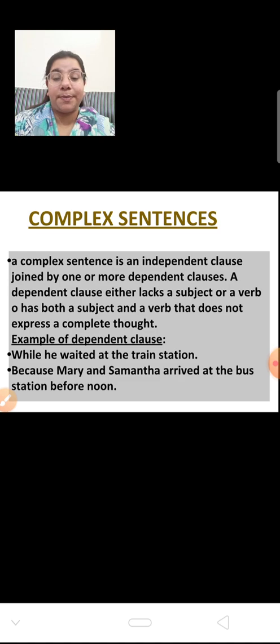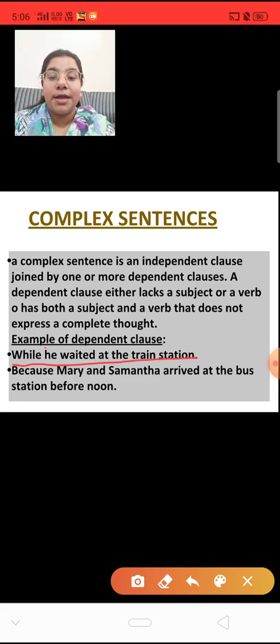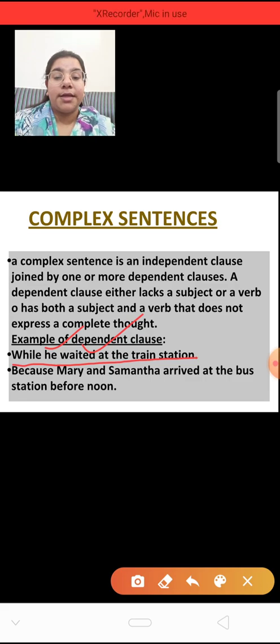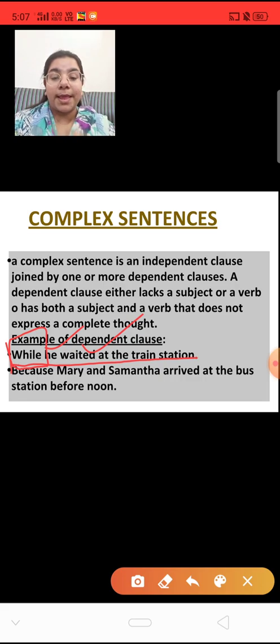If you have forgotten what a dependent clause was: while he waited at the train station. He is the subject, waited is the verb. That means it has the subject-verb combination. It is a clause, but it is a dependent clause. How? Because it is using a subordinating conjunction, that is while, whenever, whatever, because, although, though. These are the subordinators which help the main clause connect with the dependent clause.